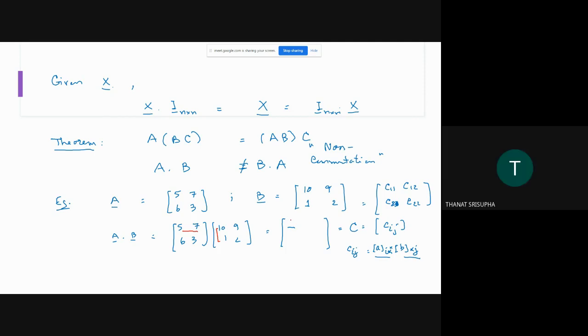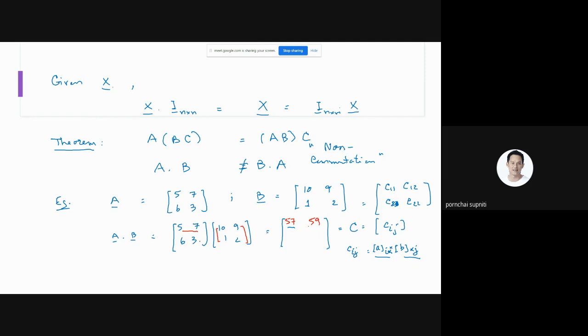57. Yes, which is 5 multiplied with 10 plus 7 multiplied with 1, so you get 57. How about the next one? 59. The next one is C12, so we multiply row 1 with column 2. So you get 45 plus 14, which is 59. Okay, next one.